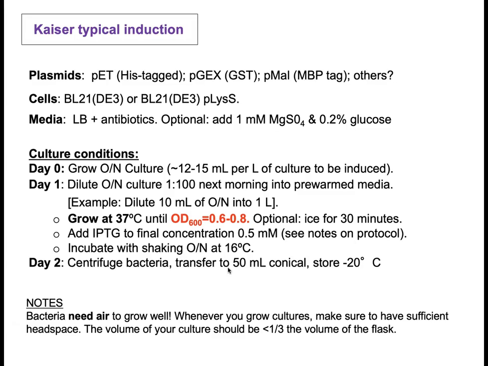Bacteria need air to grow. So whenever you grow cultures, make sure to have sufficient headspace of air above the liquid in your tube. The culture volume should be at most 1/3 the volume of the flask. Okay, so you don't want to have your culture volume taking up more than 1/3 the volume of the flask, is sort of a rule of thumb.